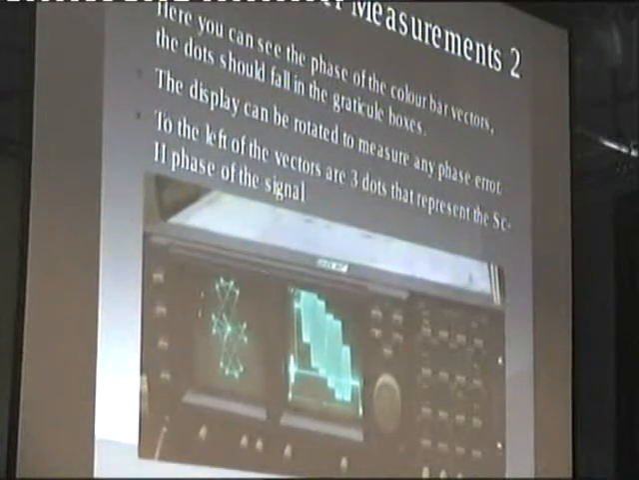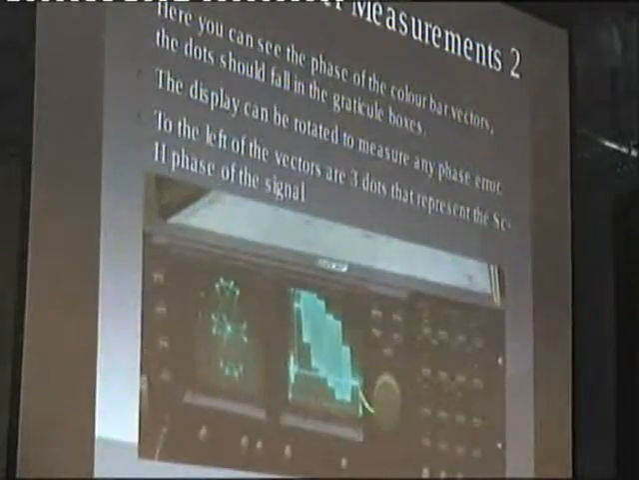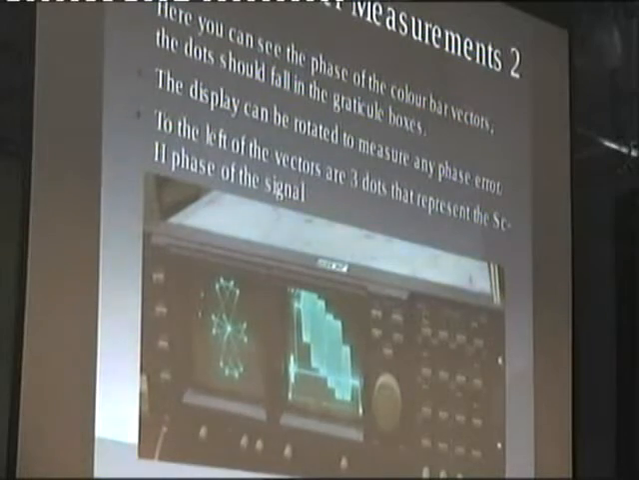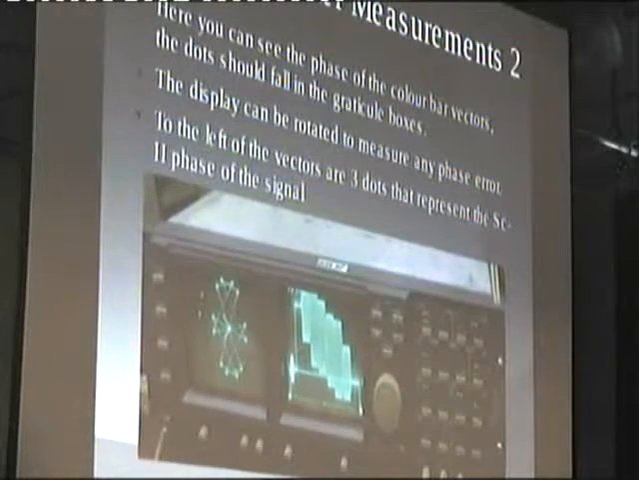Now, you can see the phase of the colour vectors. The big knob there allows you to rotate them so you can measure any phase error. And the burst there is those two little deflections, and they fall on the graticule.